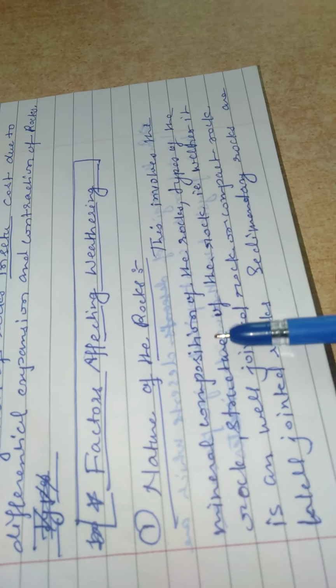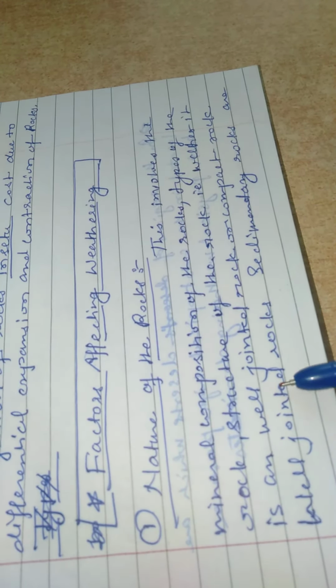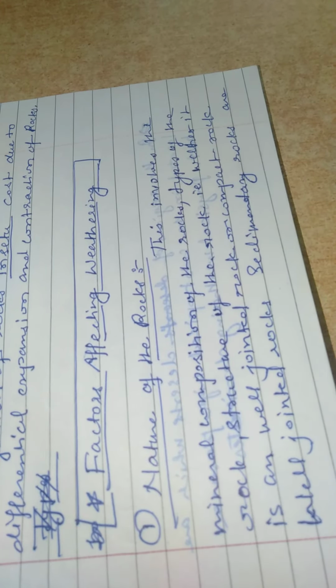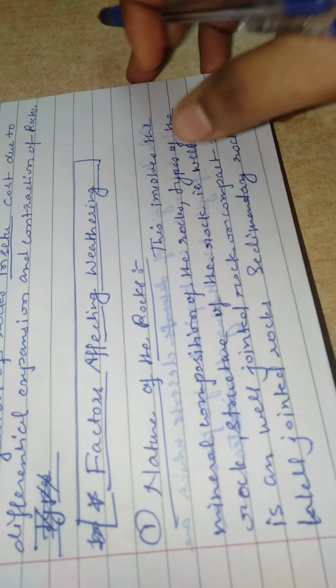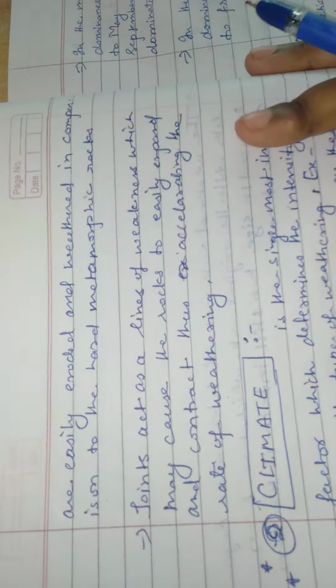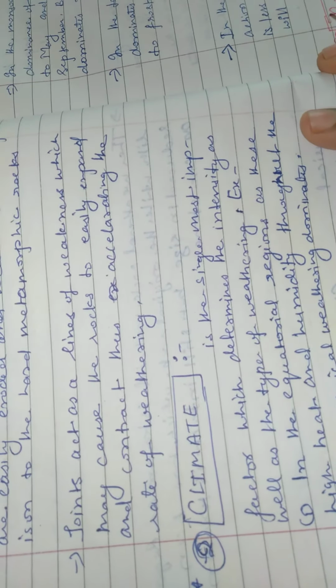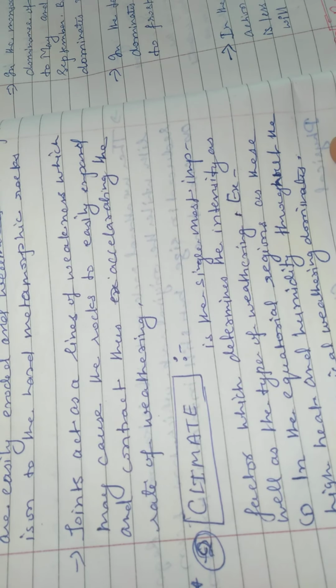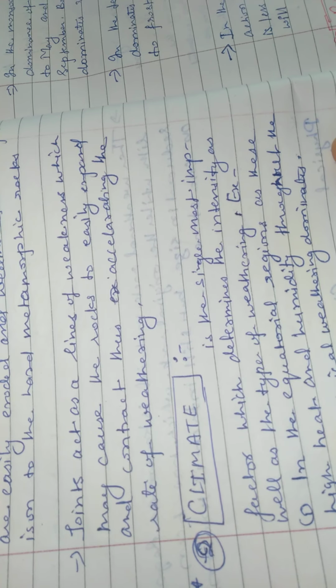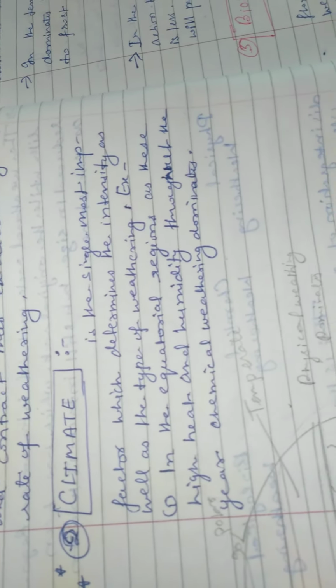This involves the mineral composition of the rock, type of the rock, structure of the rock, whether it is a well-jointed rock or compact rock, well-jointed rock, sedimentary rock, or are easily eroded and weathered. In comparison to the hard metamorphic rock, joints act as a line of weakness which may cause the rock to easily expand and contract, thus accelerating the rate of weathering.